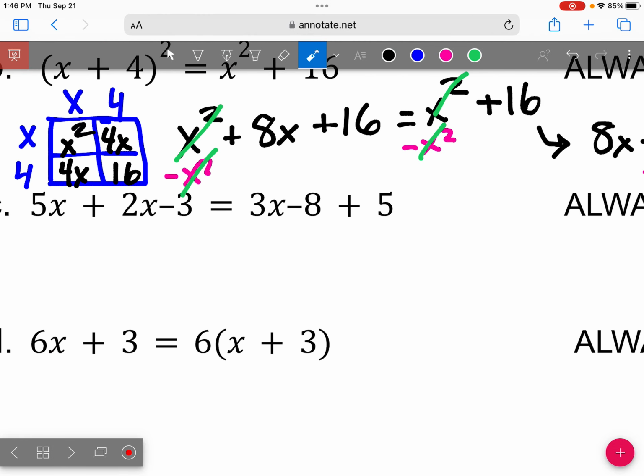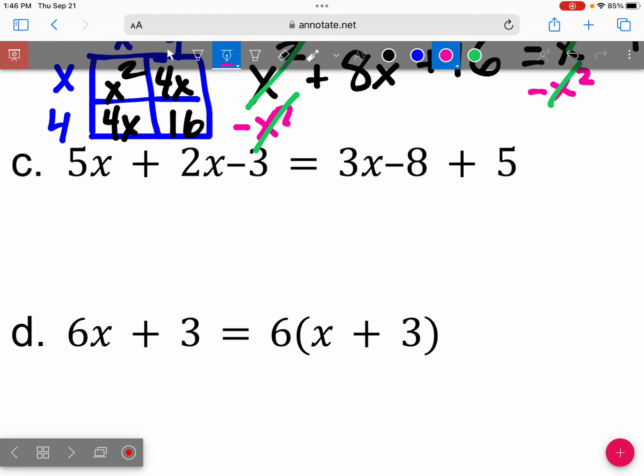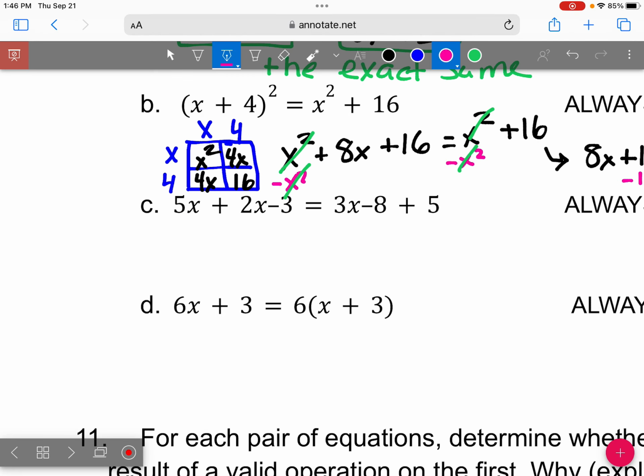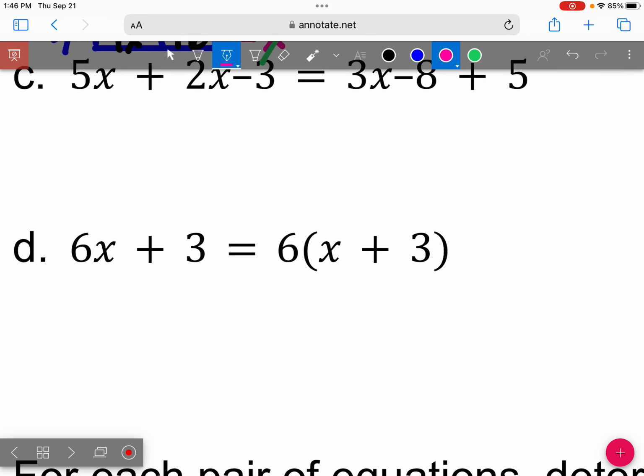Let's look at C, and then I'll probably leave D for you guys to do on your own. What's up? You said never would be left there? Never, our x's would cancel out and we'd get something false. So let's look at C. Actually, we'll probably do D too.